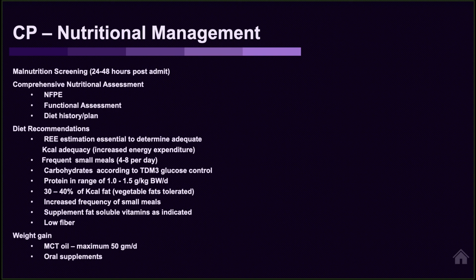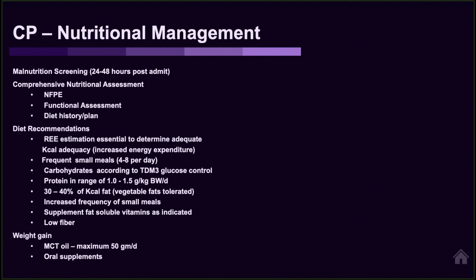Frequent small meals, 4 to 8 per day. Carbohydrates should be according to whether there's type 3 diabetes. Protein in the range of 1 to 1.5 grams per kilogram. 30 to 40% of kcal should come from fats, and vegetable fats are tolerated. Increased frequency of small meals. Supplement fat-soluble vitamins as indicated. Low fiber. And if weight gain is indicated, medium chain triglyceride oil, maximum of 50 grams per day, and oral supplements. Sorry if that was rushed there at the end.